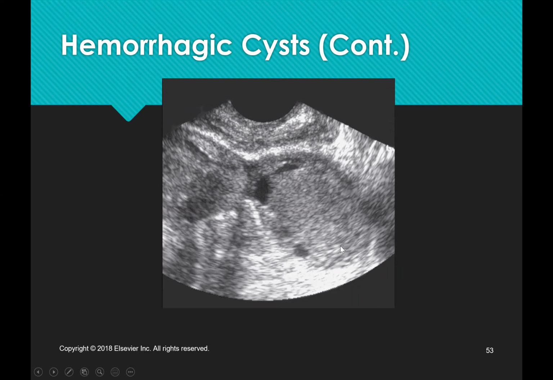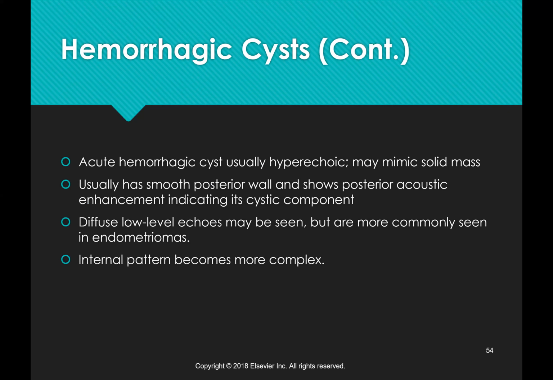This is a hemorrhagic cyst. You can see that it is just a solid mass more with internal echoes. A lot of the times when you put color flow, you're going to see lots of vascular flow around the periphery of the cyst, and that's called the ring of fire. So acute hemorrhagic cysts, which means they've just happened, occur more hyperechoic and may mimic solid masses. As the cyst advances in its age, the internal patterns become more complex.